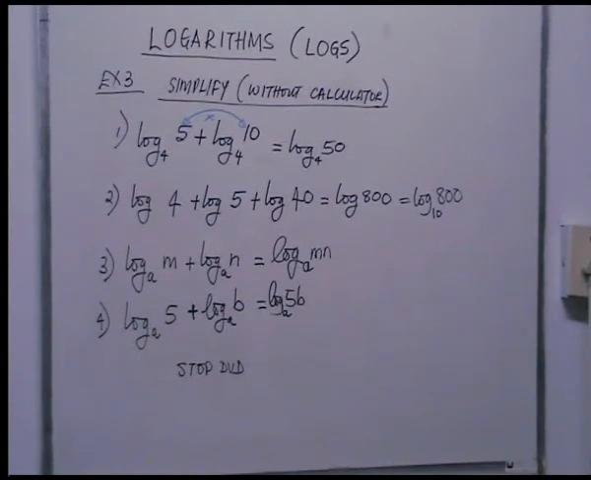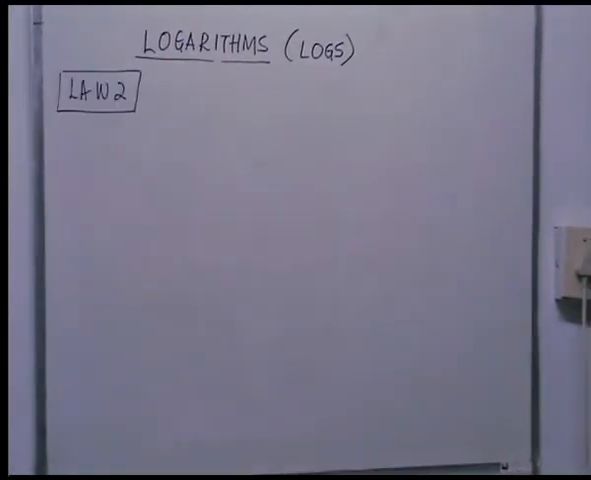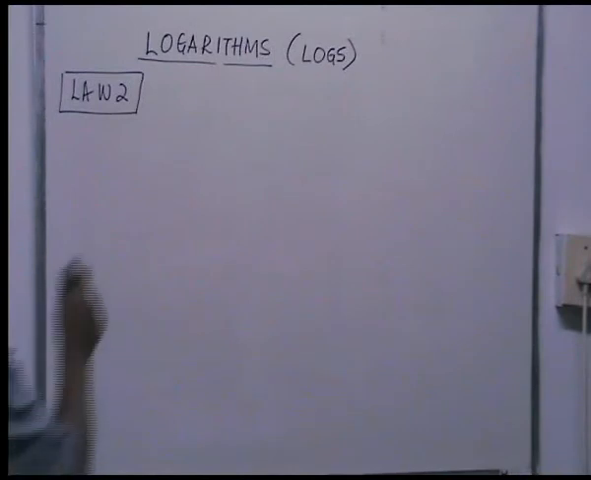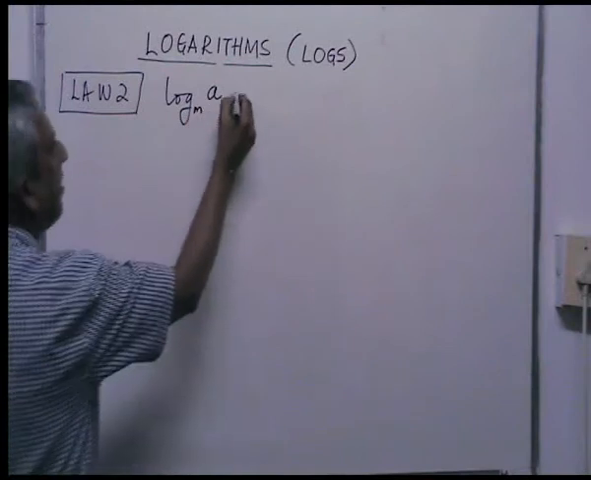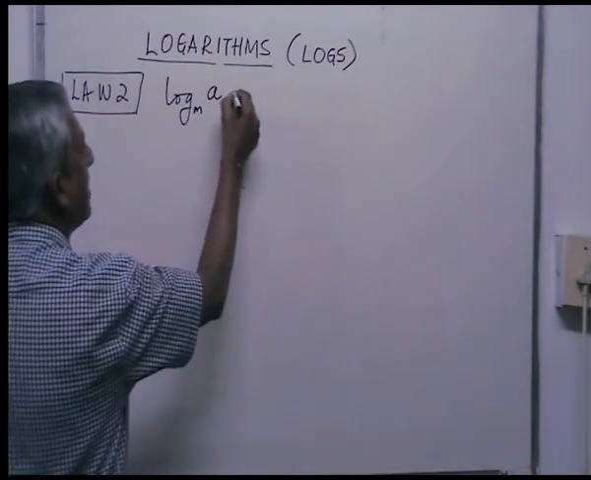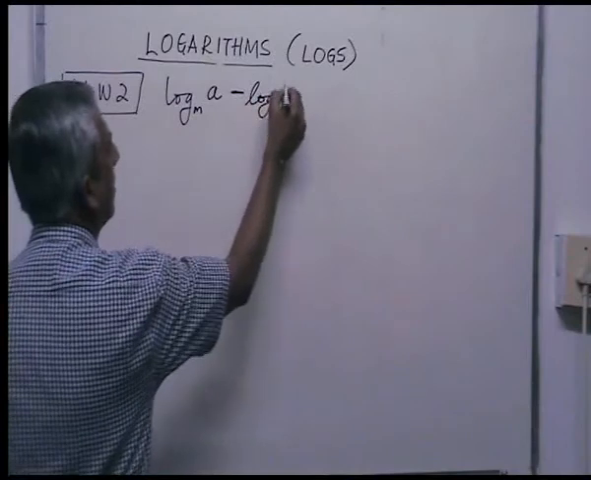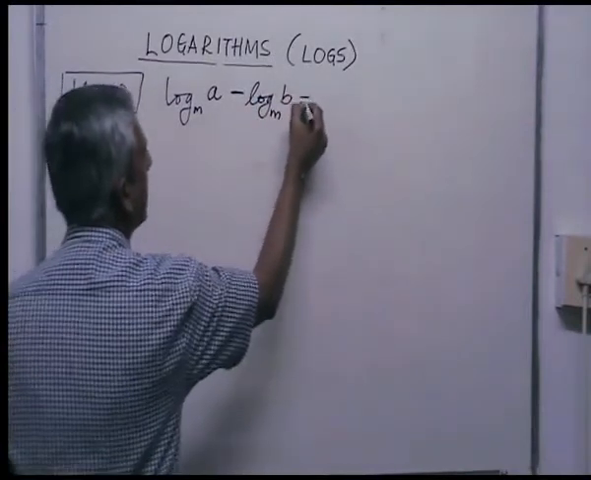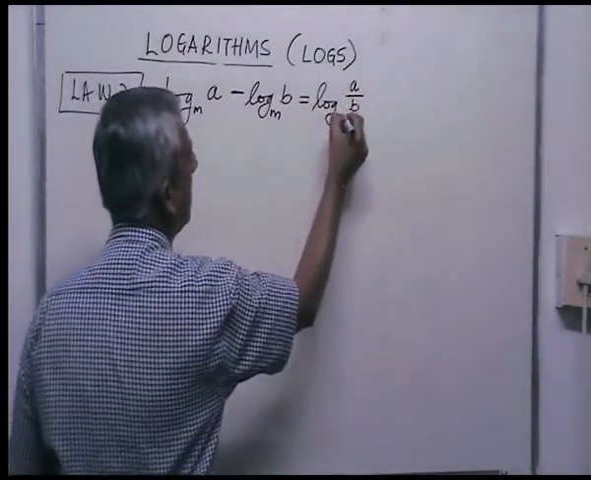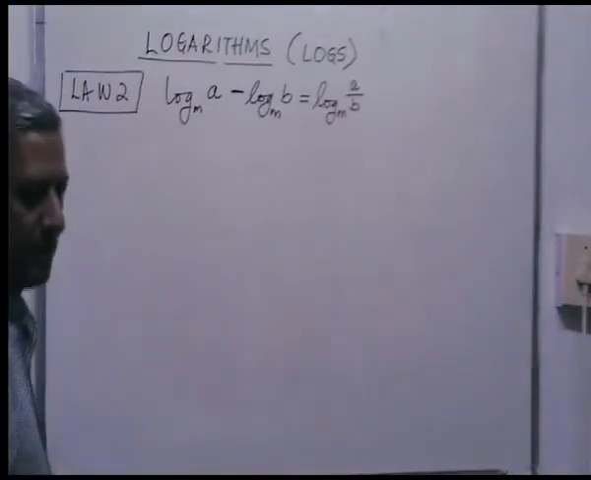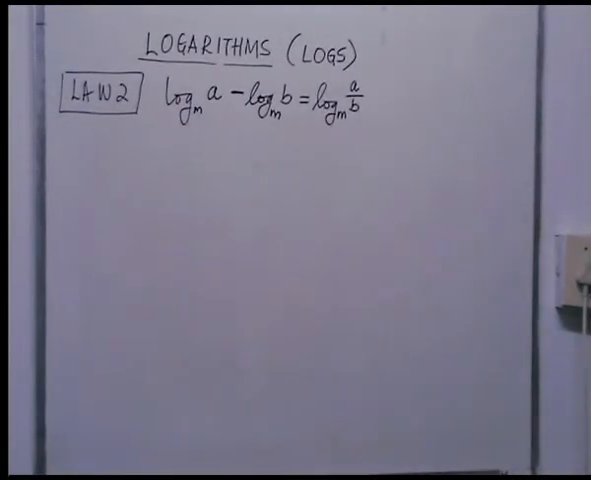Now we're going to move on to law number 2. Alright, law number 2 in logs states that log of a to the base m minus, key sign here is minus, log of b to the base m is equal to the log of a over b to the base m. Now, watch carefully. Two important things here. Firstly, there's a minus sign. Secondly, the bases are the same.